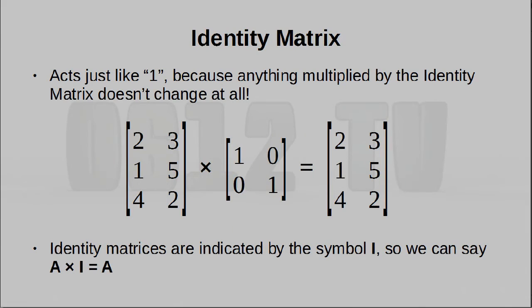Why is it the equivalent of 1? Well, as it turns out, when you actually multiply a matrix by the identity matrix of the correct size, you'll get back the exact same matrix. So yeah, it works just like multiplying by 1, as in the value doesn't change.